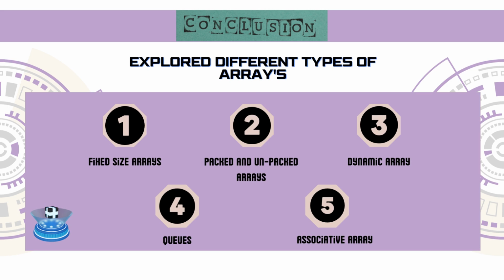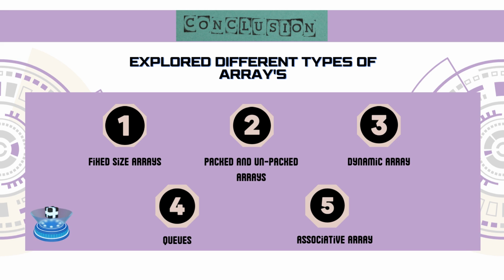So, in this video, we covered SystemVerilog's 5 different types of arrays. First, we saw fixed size arrays. These are arrays where the size is predetermined and cannot be changed during runtime. Fixed size arrays are useful when you know exactly how much space you need to store your data.